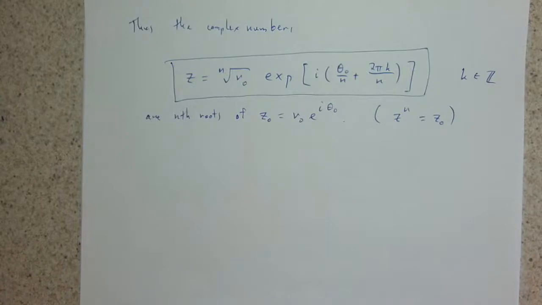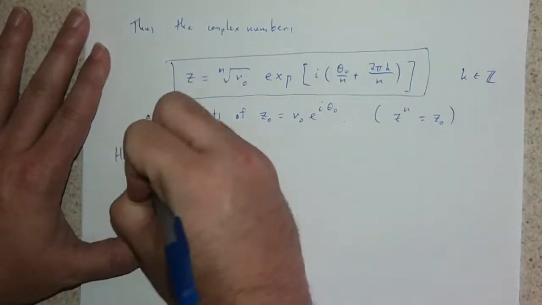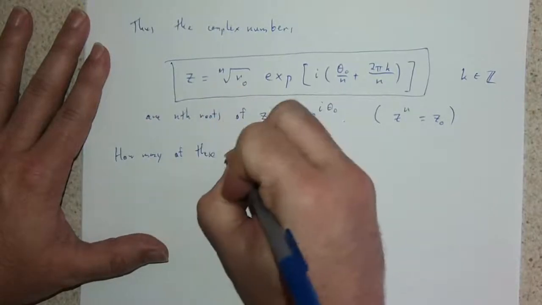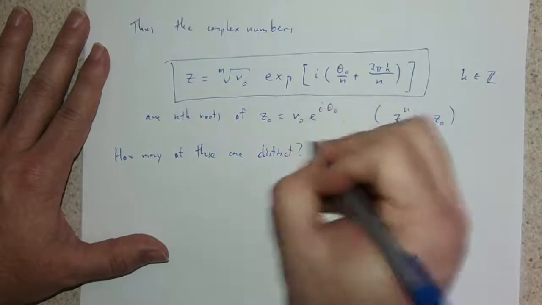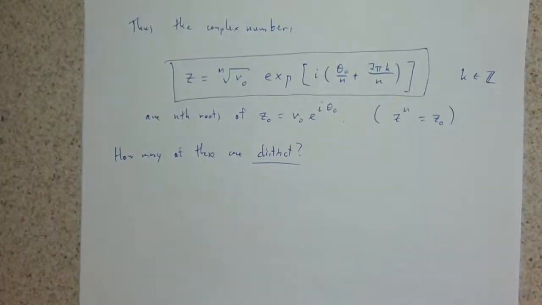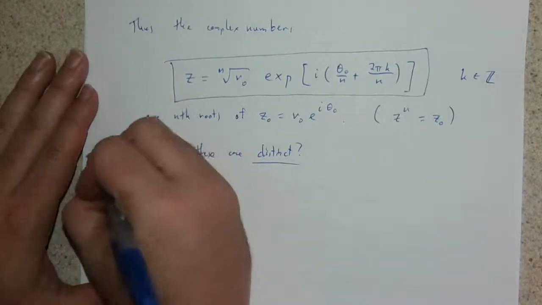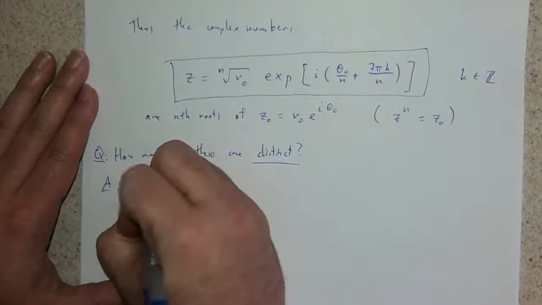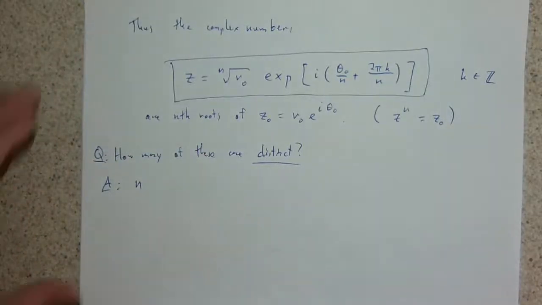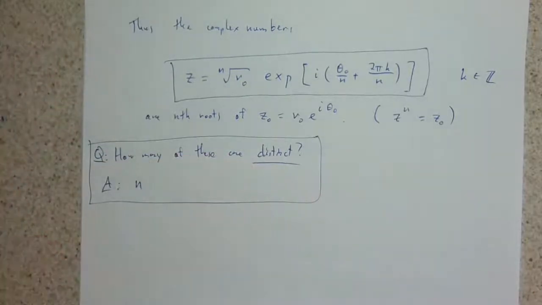So how many of these are distinct? So how many of them are actually different from one another before I start getting repetitions? The answer to that question is n. Okay, n. And so there are n nth roots to a given complex number. You're going to see that we can also apply this to complex numbers that are real, that have imaginary part 0. So for instance, we can talk about the fourth roots of 1, and we're going to have 4 distinct fourth roots of 1, for instance. Okay.